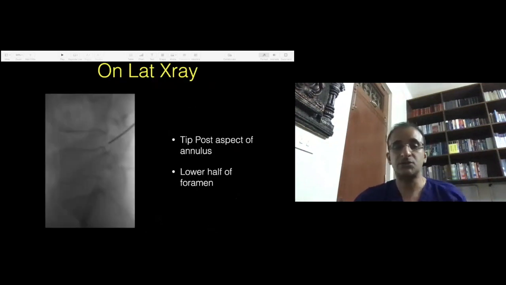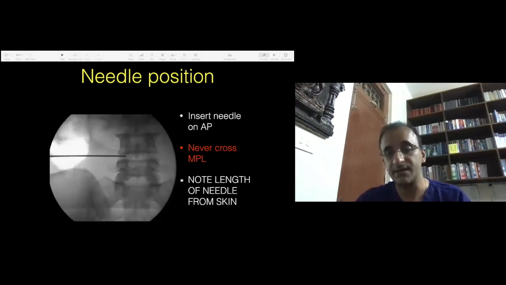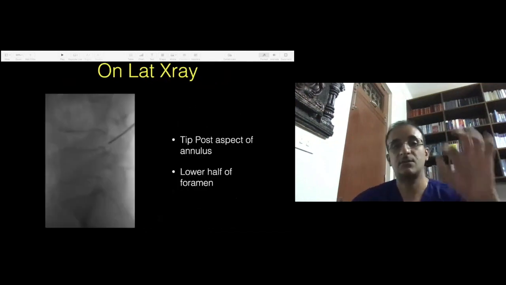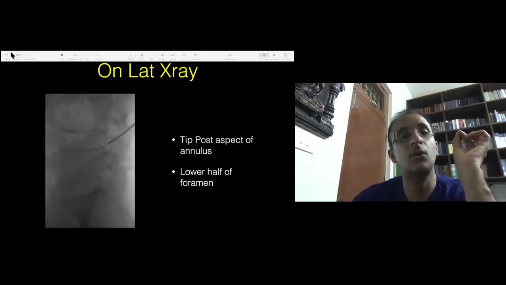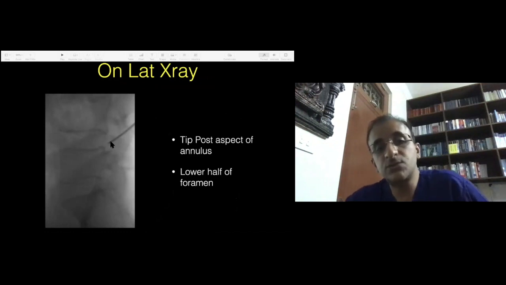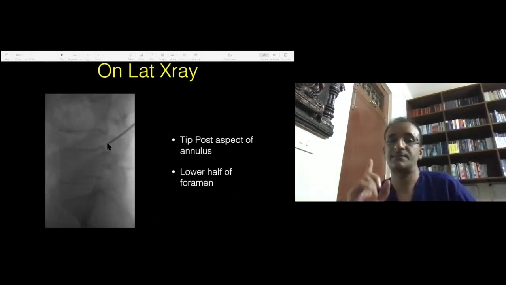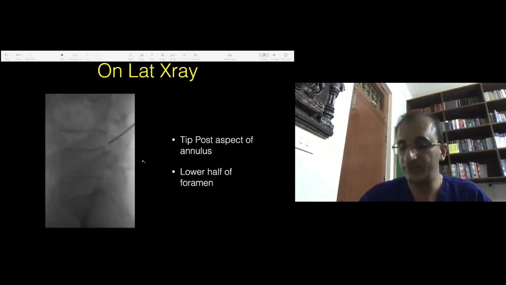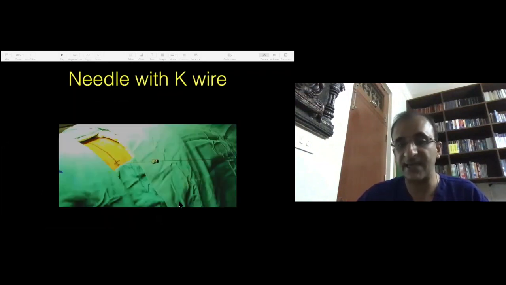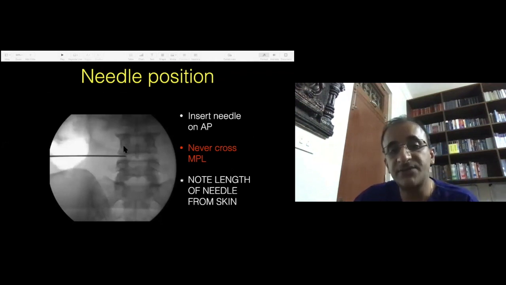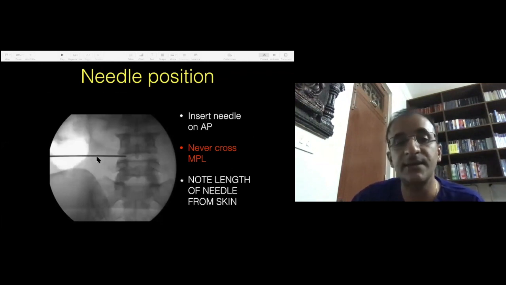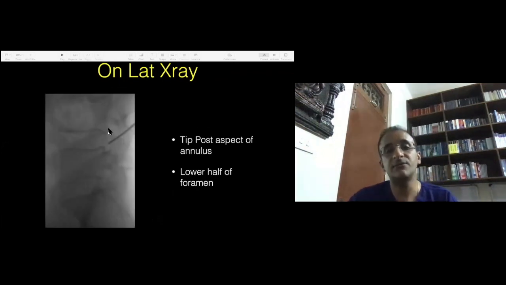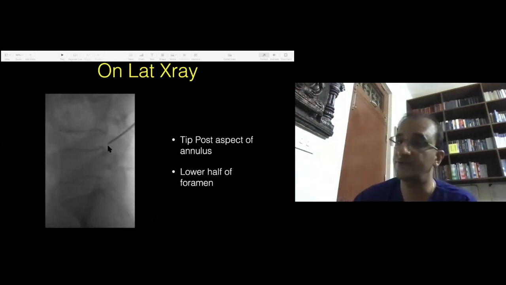Now once you have seen the AP, you confirm that on lateral. This is the position on lateral X-ray. You just want to touch the annulus. The posterior annulus is here and the needle has to be docked here. Look at the position of the needle in both X-rays. The foramen is from here to here, and I am in the lower third of the foramen in the AP view. In the lateral view, this is the foramen, and again I am at the lower third of the foramen.